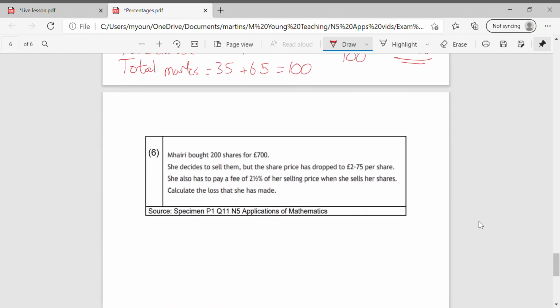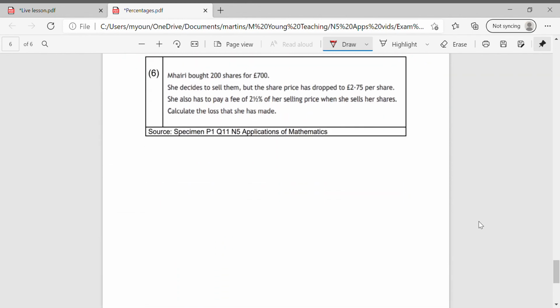Okay, question 6, last one. Mary bought 200 shares for £700. She decides to sell them, but the share price has dropped to £2.75 per share. She also has to pay a fee of 2.5% of her selling price when she sells the shares. Calculate the loss that she made.